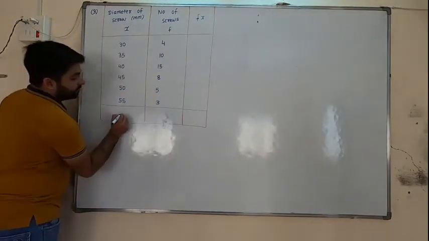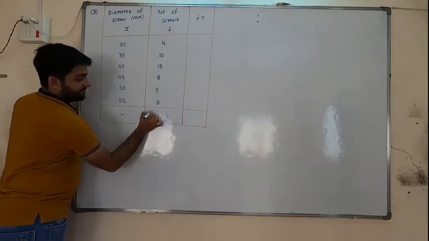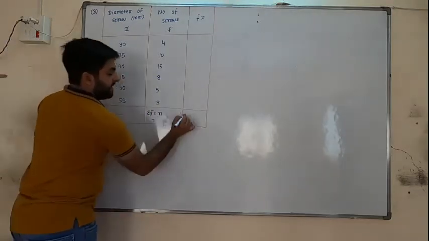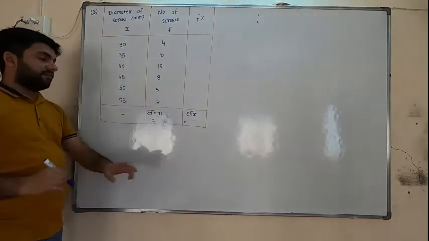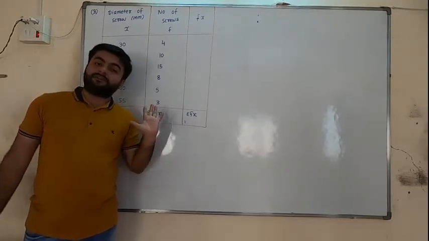We do not require the total of x here. We require the total of f. So sigma f is equal to n, and we also require the total sigma fx. If you are not writing sigma f and sigma fx, then half marks will be cut.